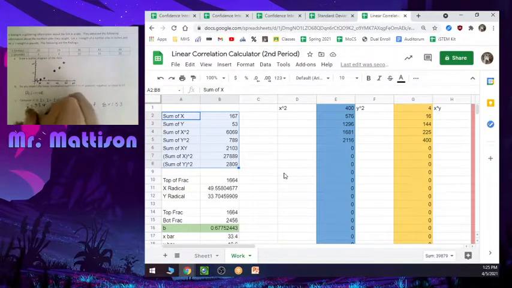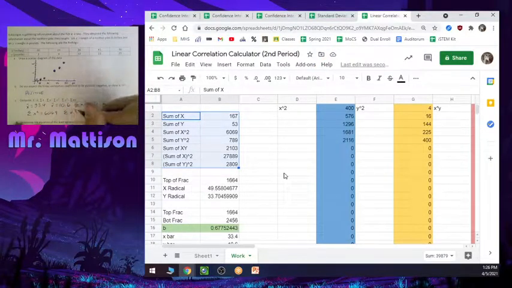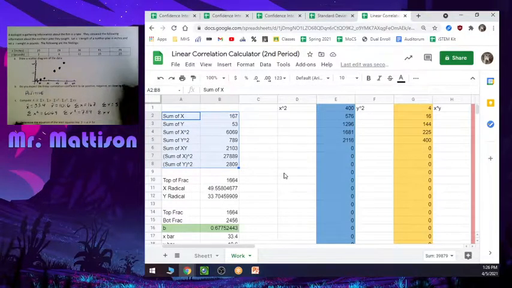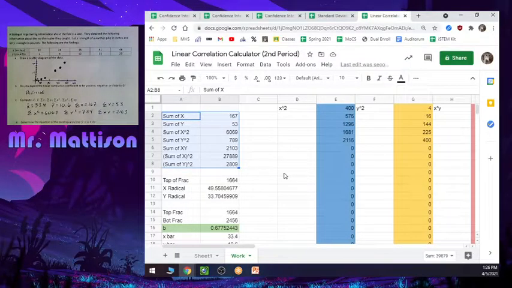My sum of x squared is 60.69, and then my sum of y squared is 789. And then my sum of x times y ends up being 2103. So there's all those different parts, right? Again, you can do it all by hand, but it is on the work part of your calculator there.